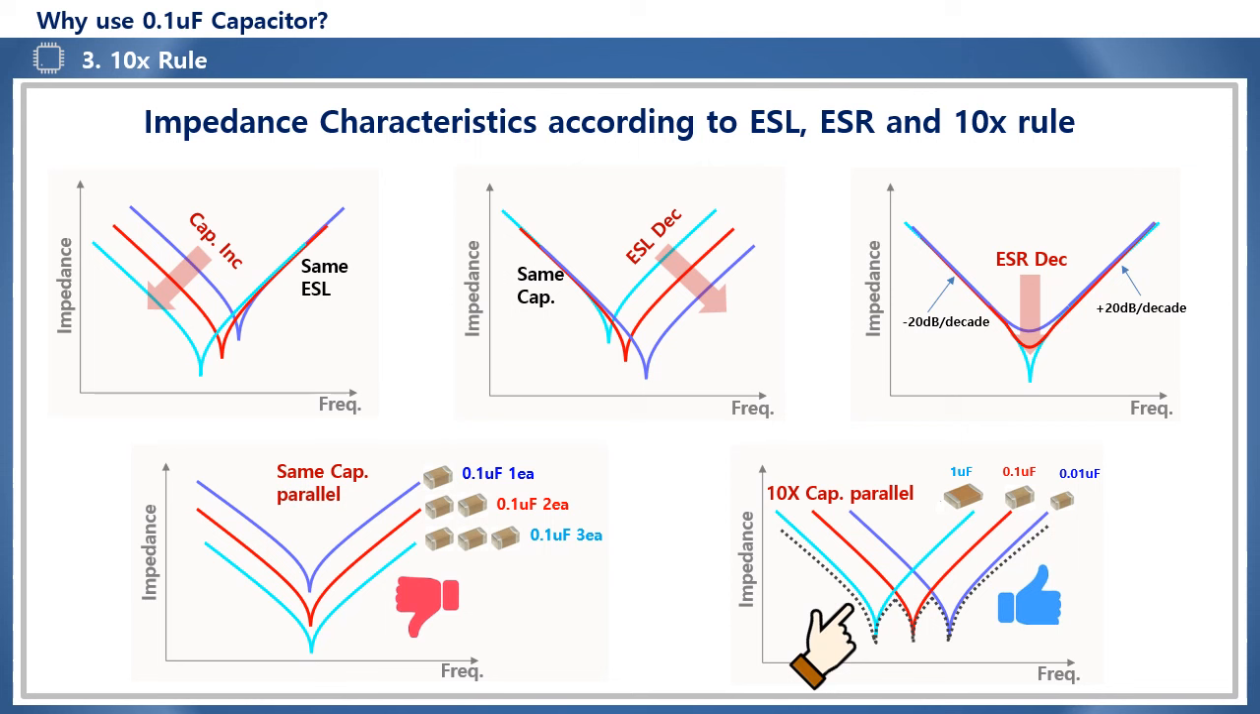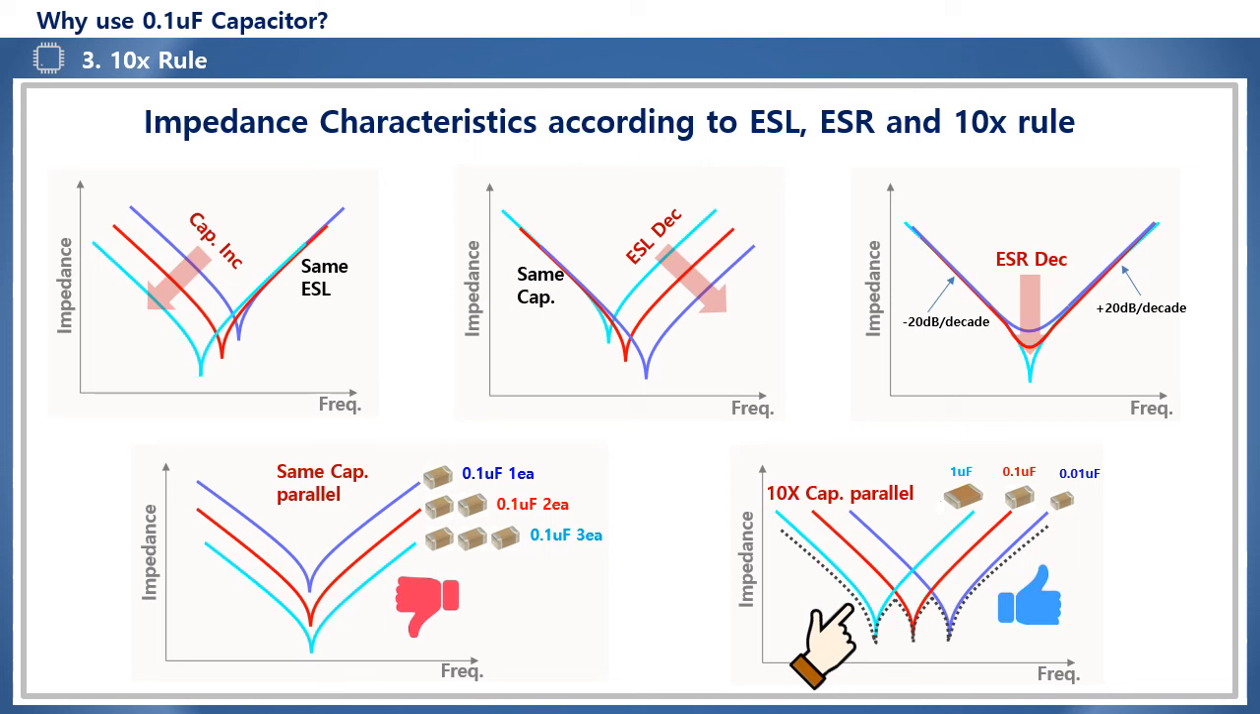On the other hand, what if you connect MLCCs with different capacitance values in parallel? The larger the capacitance value, the smaller the SRF, and the smaller the capacitance value, the larger the SRF. If you connect 1 microfarad, which is 10 times larger than the 0.1 microfarad MLCC, one resonance point SRF will be added on the low frequency side, and if you add 0.01 microfarad, which is 1/10 smaller, another resonance point SRF will be added on the high frequency side. Therefore, you can obtain equivalent impedance characteristics like the dotted line on the graph.